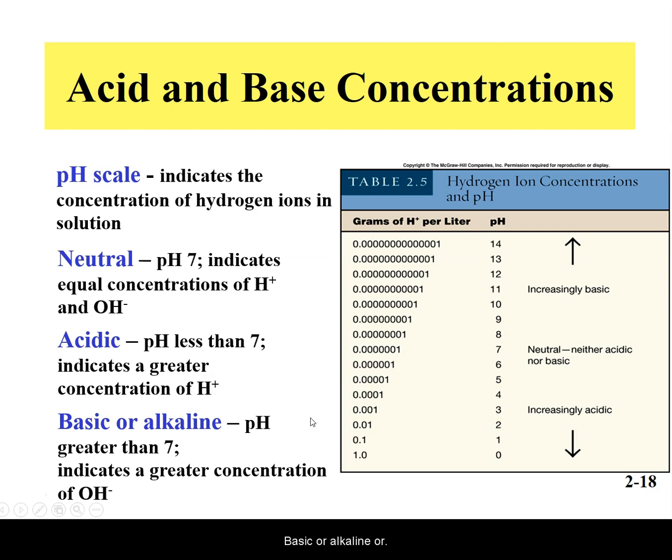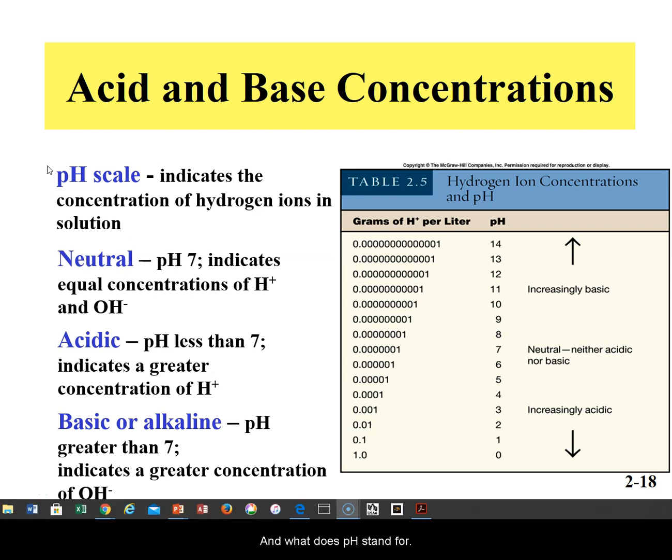Basic or alkaline, a pH greater than 7, indicates there's a higher concentration of hydroxyl ions as compared to hydrogen ions. And the concentration of hydrogen ions in solution is expressed using this pH scale. It's based on a logarithmic number by tens. So a hydrogen ion concentration difference between solutions of pH 2 and pH 3 is tenfold, and between pH 2 and pH 4 is 100-fold, and 2 to 5 is 1,000-fold. So it is based on the rules of tens logarithmically.